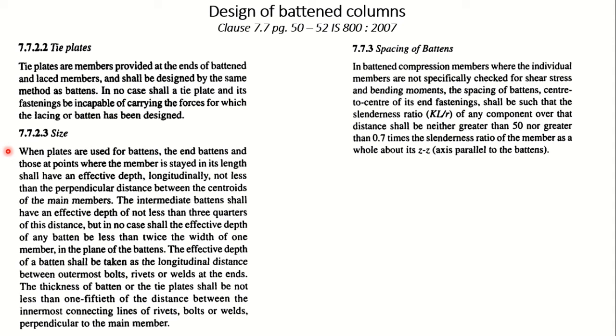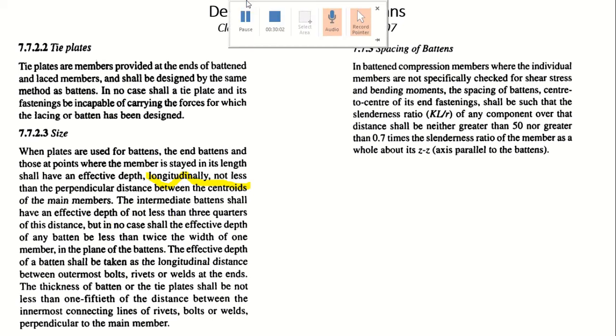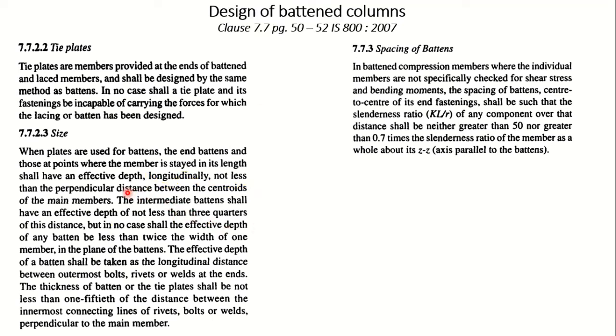The next is the size of the batten plates. Intermediate battens shall have an effective depth not less than 3/4 of the perpendicular distance between the centroids. So the depth of the batten plates should not be less than 3/4 times the distance between the centroids of the main members. That is this depth of the batten plates.